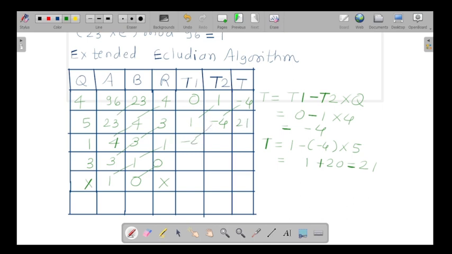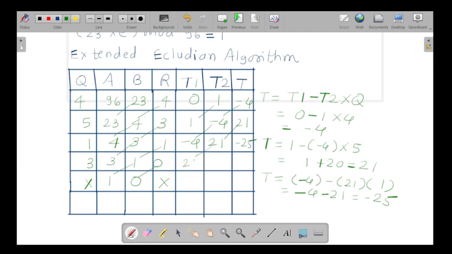Now again we are shifting minus 4 in T1, 21 in T2, and then we get the value of our T is equal to minus 4 minus 21 into our quotient, that is 1. And we will get the value T is equal to minus 4 minus 21 is equal to minus 25.